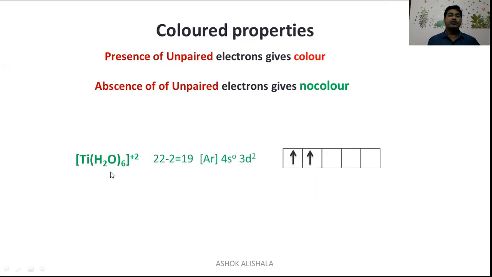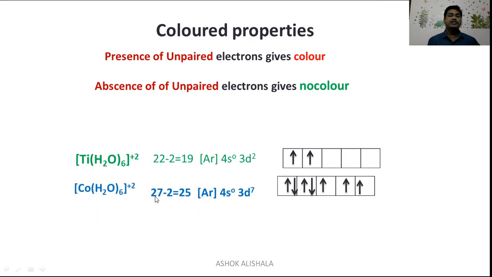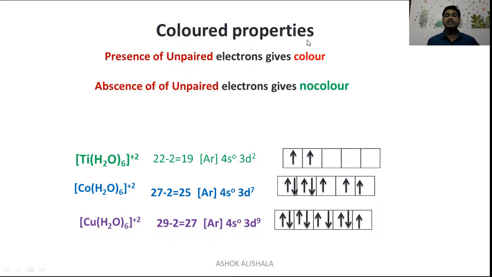In the titanium complex, titanium is 22 minus 2, because it has a +2 oxidation state. I already told you that whatever the electrons present beyond 20, they will always be in the d orbital. This has 2 unpaired electrons, that's why it is colored. Let us see the cobalt complex, 27 minus 2, so 7 electrons are in the d orbital. The 7 electrons are filled like this: 5 first, then the 2 get paired up. Therefore, here there are 3 unpaired electrons, that's why it is colored.